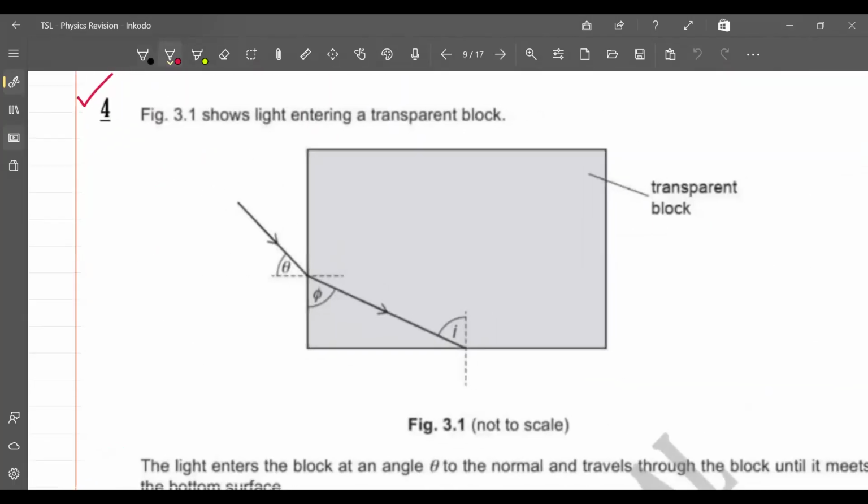You have figure 3.1 shows the light entering a transparent block. This is the angle of incidence. This is the angle of refraction. जो normal और refracted ray के साथ हो वो refraction होता है.